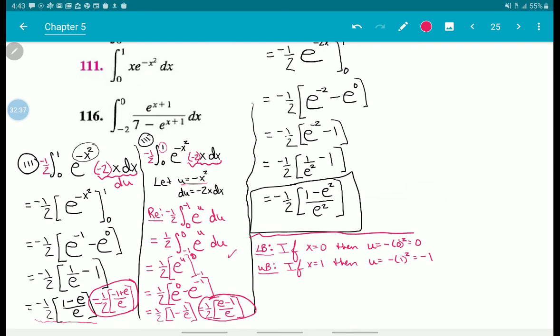So we can switch to the world of u like we did over here, or we can stay in the world of x like we did over here. Either way is fine. Let's look at that last problem, 116.